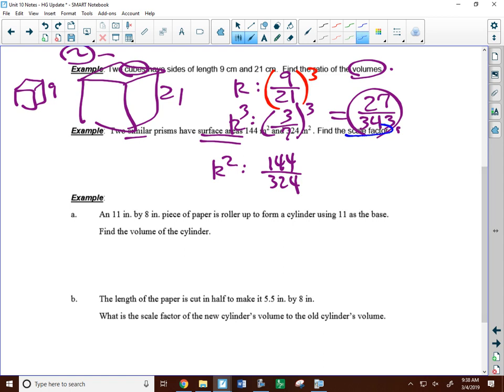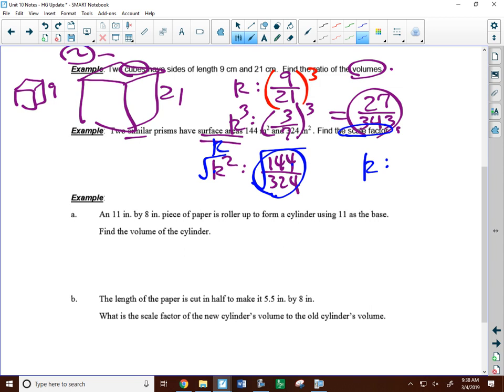That's what I know. Now they want the scale factor, k. But again, k is the scale factor. So what do I need to do to this to get back to the scale factor? I mean, think of it, this is why I write k squared, k cubed. I need to do a square root to get to k. So k, my scale factor, is just the square root.